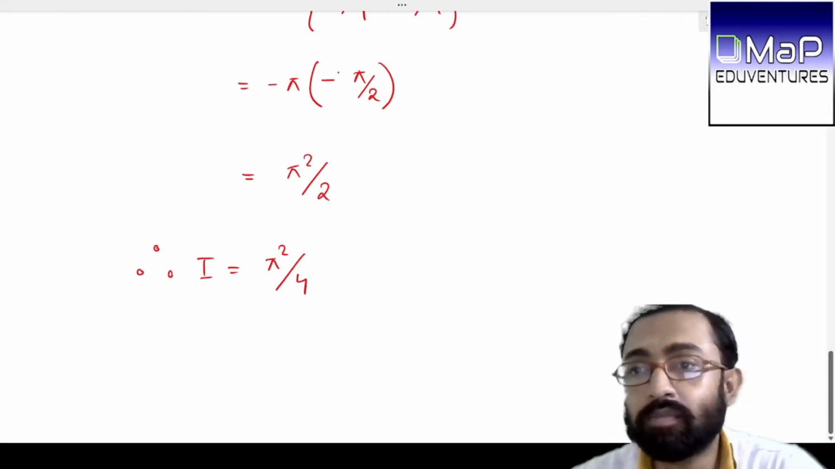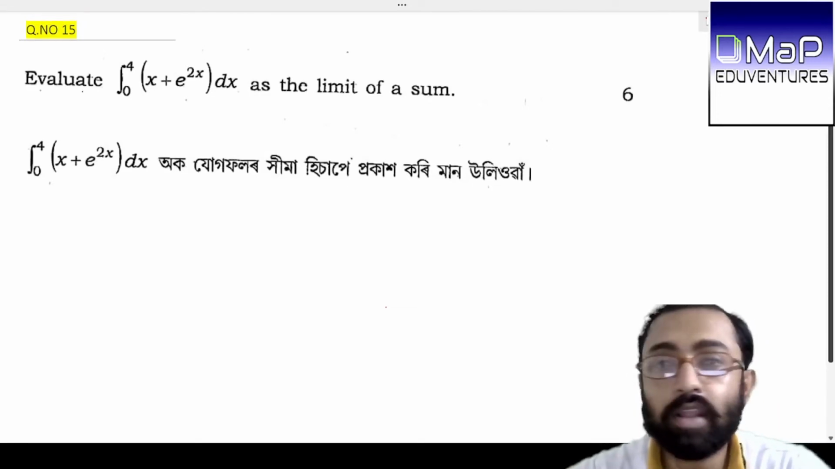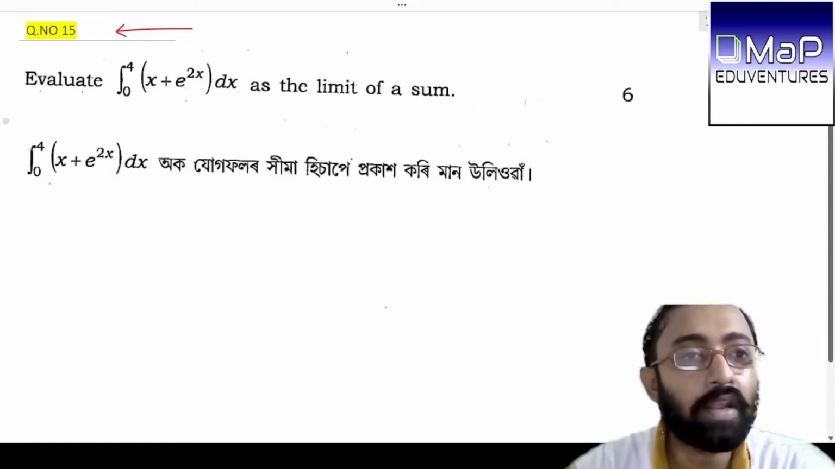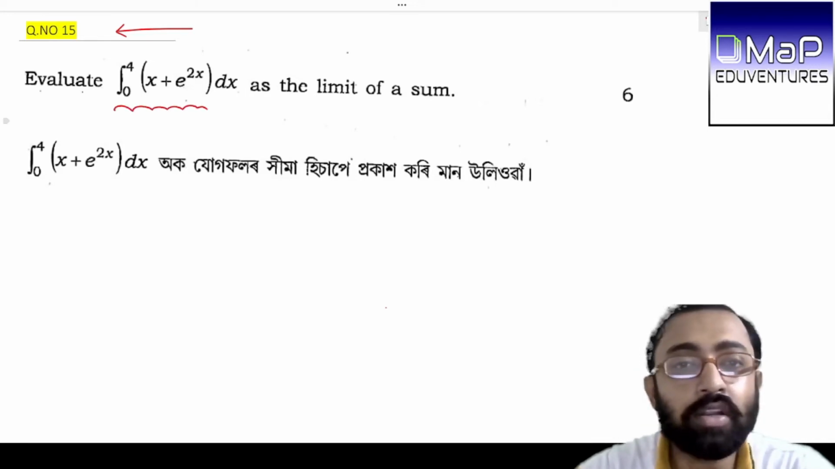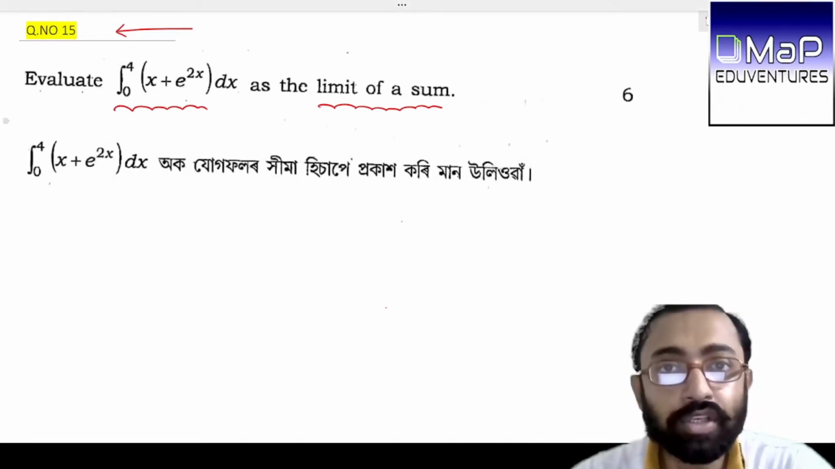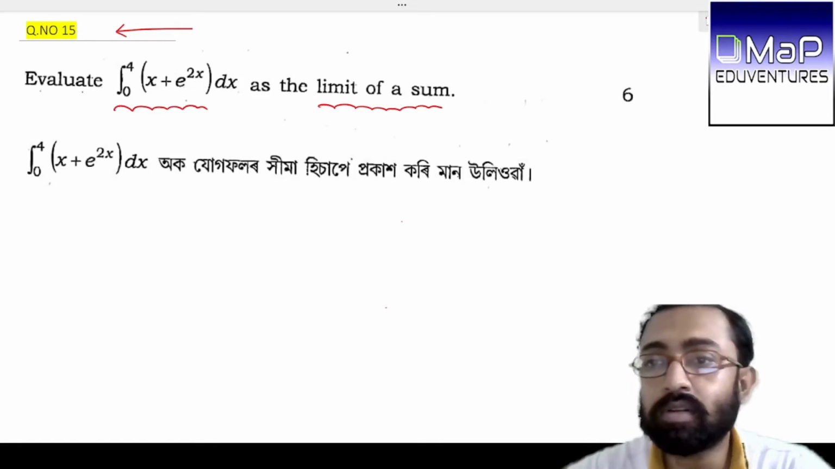Okay. Now let us move on to the next question. So our next question is question number 15. We have to evaluate this integration using limit as a sum. But before going to that, let me share some results of series.